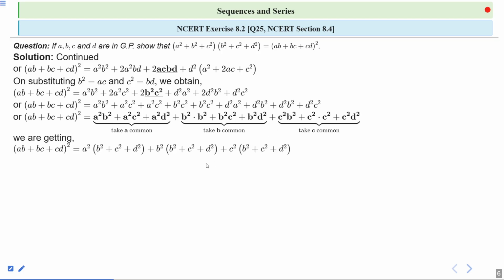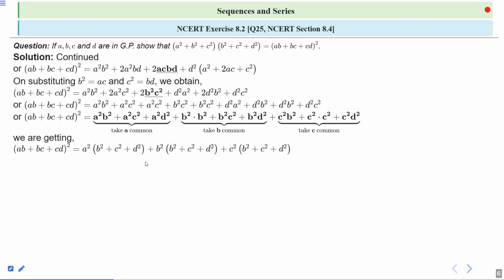So then we obtain (AB + BC + CD) whole square. This is equal to A² multiplied with (B² + C² + D²), plus B² multiplied with (B² + C² + D²), plus C² multiplied with (B² + C² + D²).